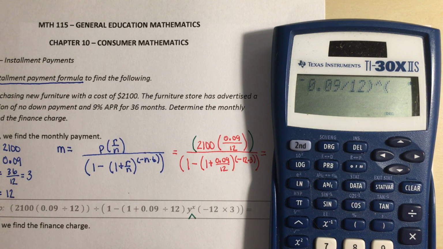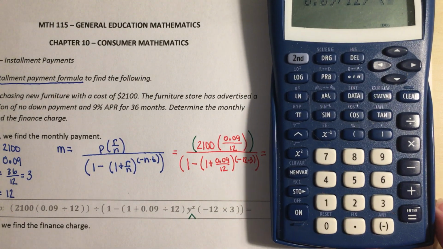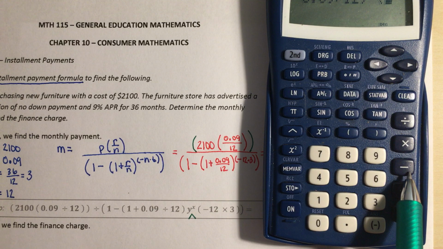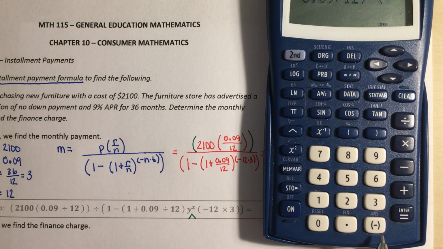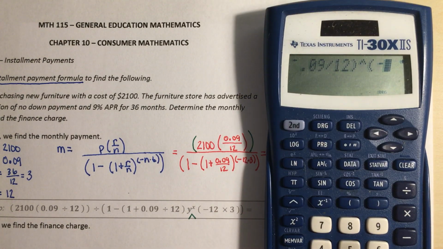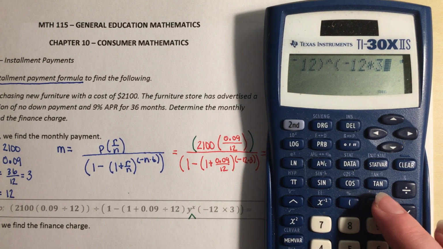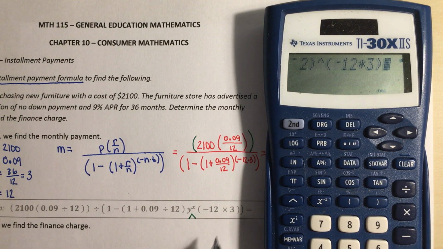negative. Your negative is on your scientific calculator. Make sure you don't use this minus here because that's not going to work. You want to use this negative down here. Same thing is true on your graphing calculator. Negative is in pretty much the same spot if you're using a TI calculator. So we're going to do negative, so we get that nice little negative sign in there, negative 12 times 3, and then we are going to close off that parentheses.